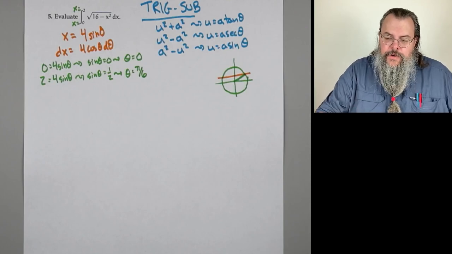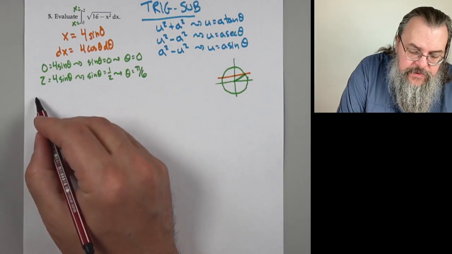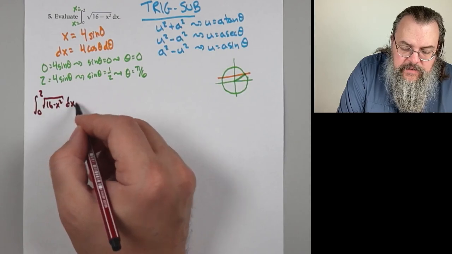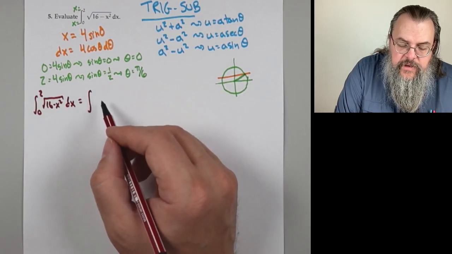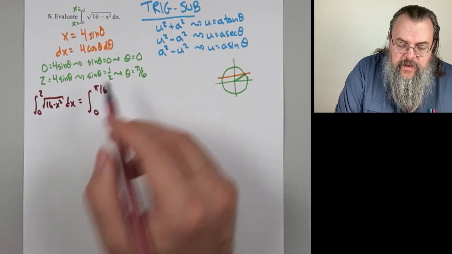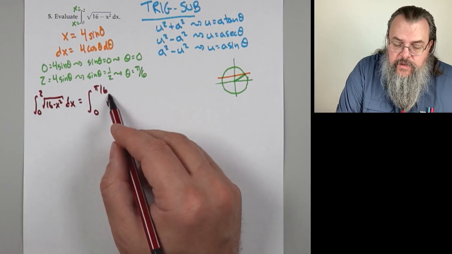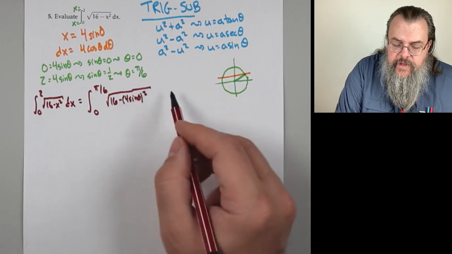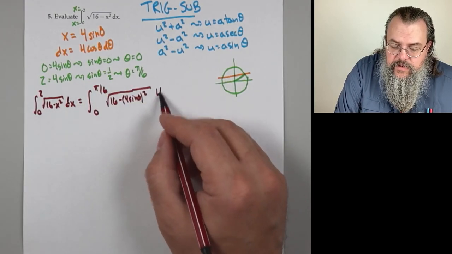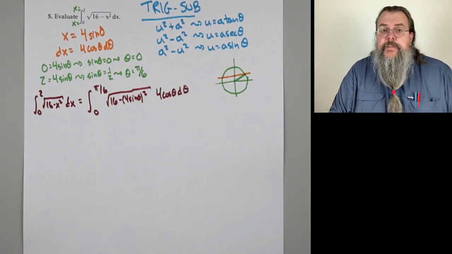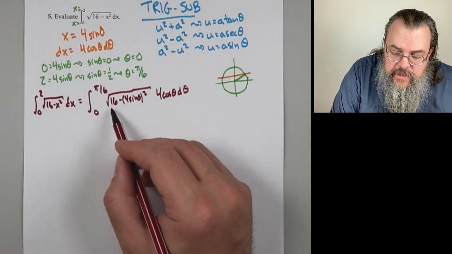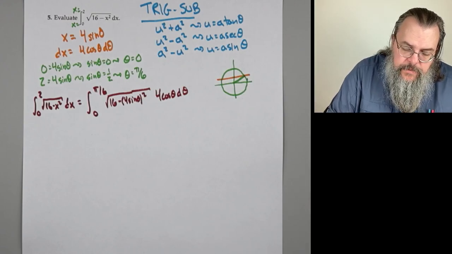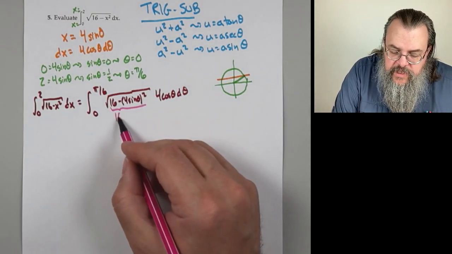So let's put this all together. What do we now have? Well, we now have that the integral from 0 to 2 of the square root of 16 minus x squared dx is the integral from 0 to pi over 6. We update the bounds. The square root of 16 minus (4 sine theta) squared. And then the dx is 4 cosine theta d theta. All right, let's work on the square root for a moment. And we'll just clean it up.